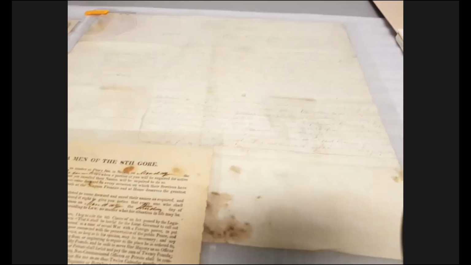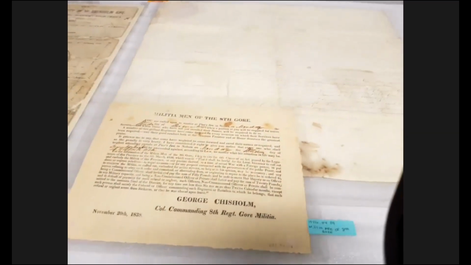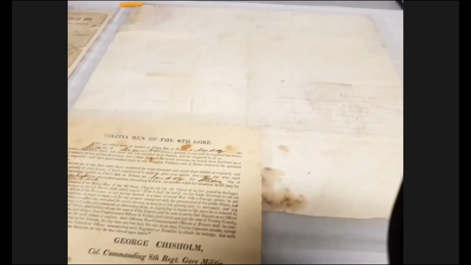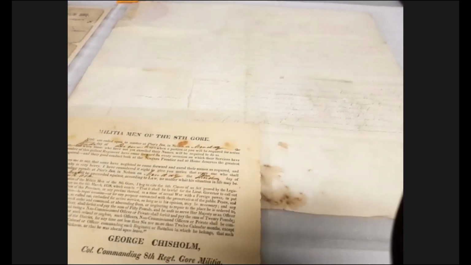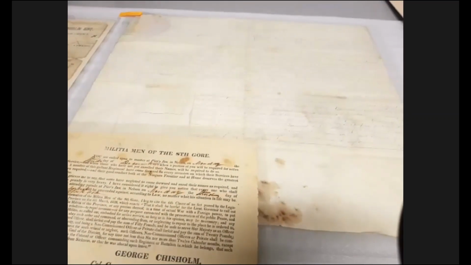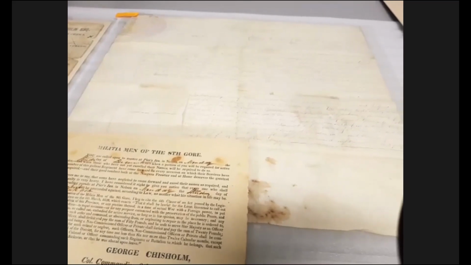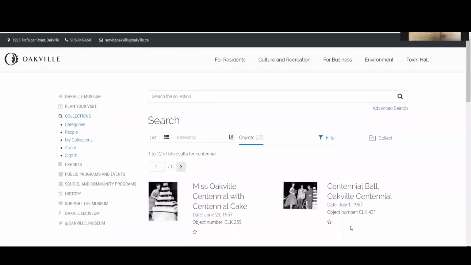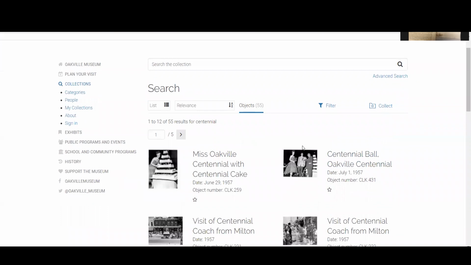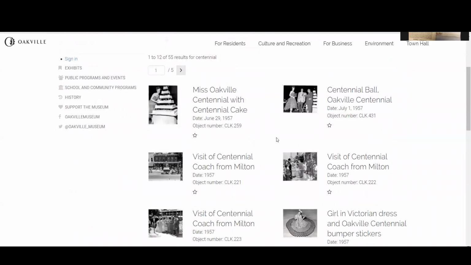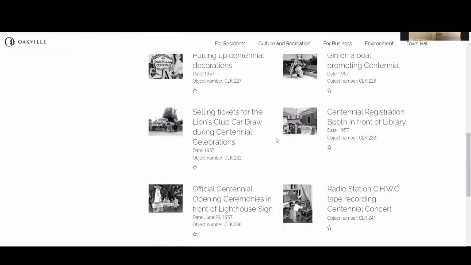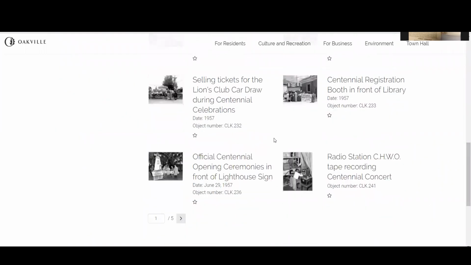One of the things that's really cool that you can do from home, and Nabil, I'm going to get you to do it, is you can visit these objects actually online. The museum has a virtual portal, if you like, where we're starting to make our digital collections available. So if you go to collections.oakville.ca, you can see some of these things.